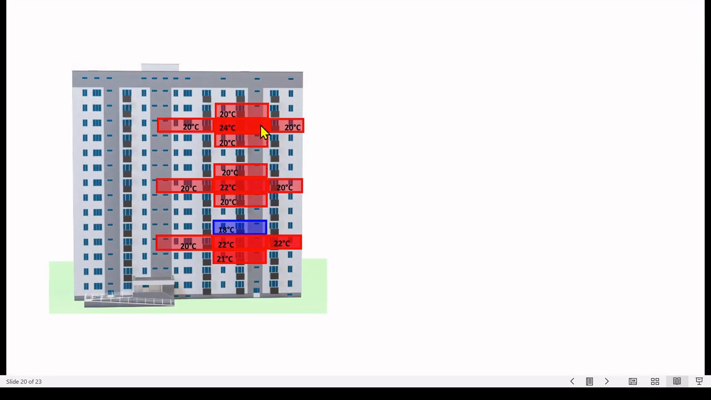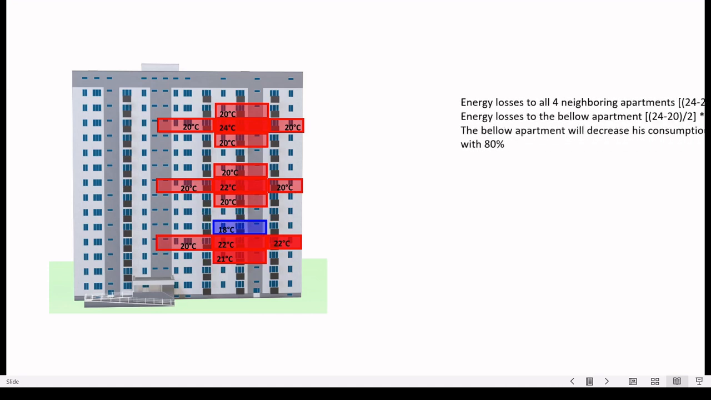This is a superheated apartment at 24 degrees surrounded by normally heated apartments at 20 degrees. This is an intermediary heated apartment at 22 degrees with another surrounding 20 degrees, and this is a mixture, a little bit complicated to understand, the more complex and total formula.